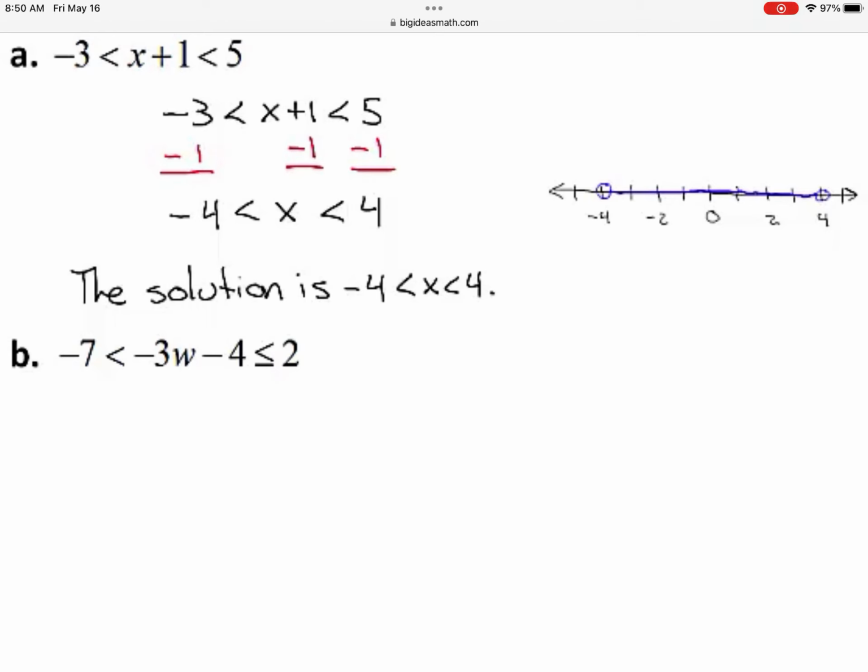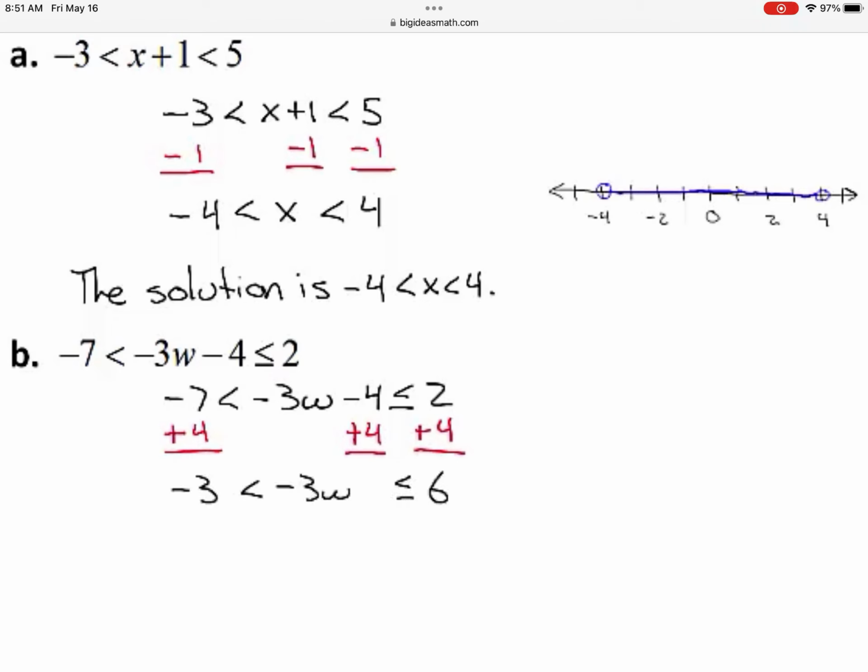Part B. -7 is less than -3w minus 4 is less than or equal to 2. First, write the inequality. -7 is less than -3w minus 4 is less than or equal to 2. Next, use the addition property of inequality. Add 4 to each expression. Because -7 plus 4 is -3, -4 plus 4 is 0, and 2 plus 4 is 6, -3 is less than -3w is less than or equal to 6.